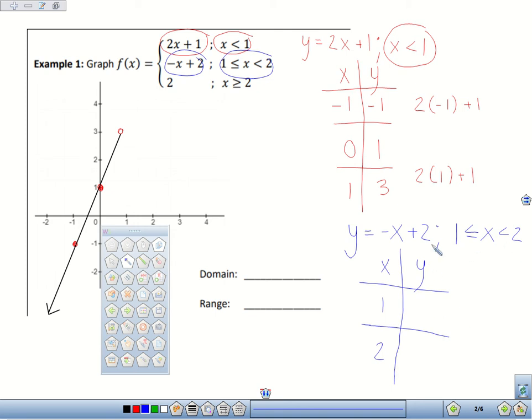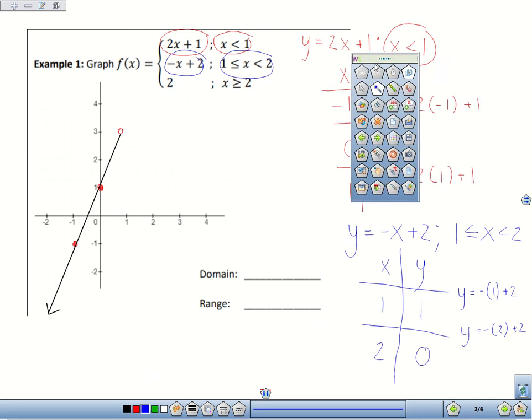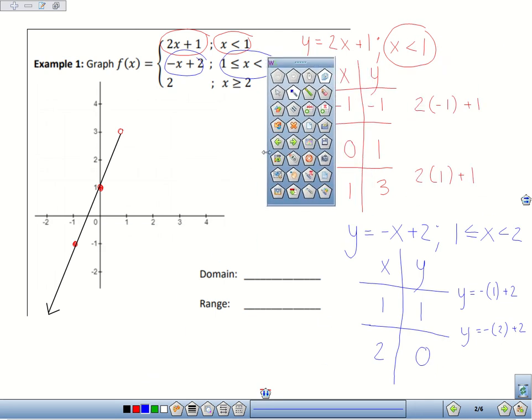So I'm going to plug each of these values into my equation and see what I get. So this is going to be y equals negative 1 plus 2, which is 1, and y equals negative 2 plus 2, which is 0. So that's what I'm going to plot on my graph. So 1, 1. Now 1, 1, is that open or closed? Anyone know?